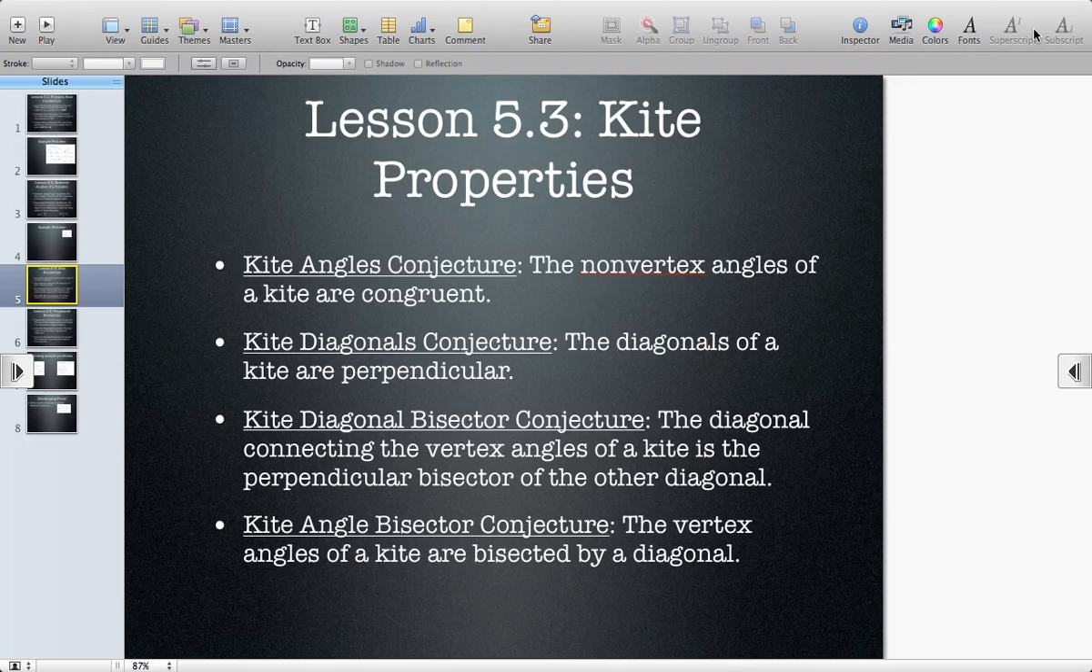The kite diagonal bisector conjecture stated that the diagonal connecting the vertex angles of a kite is the perpendicular bisector of the other diagonal, meaning not only does it form a 90-degree angle when they intersect, but it also bisects the other diagonal. And then the kite angle bisector conjecture: the vertex angles of a kite are bisected by a diagonal. So, lots of information there about kites.